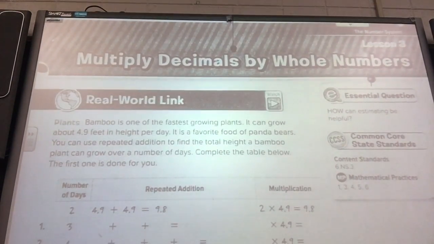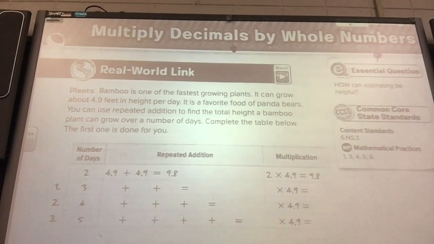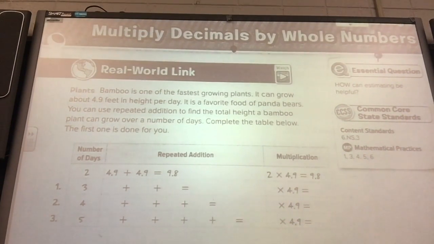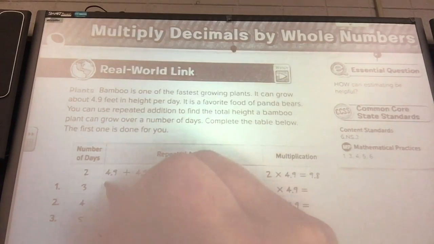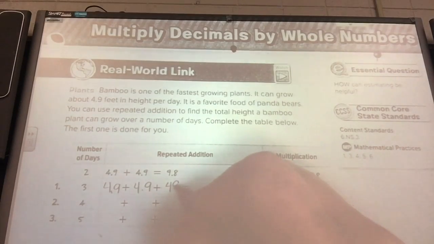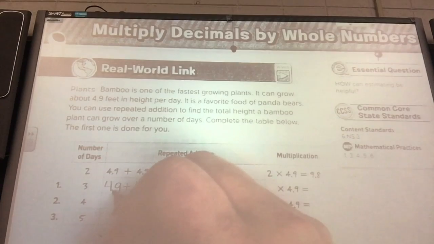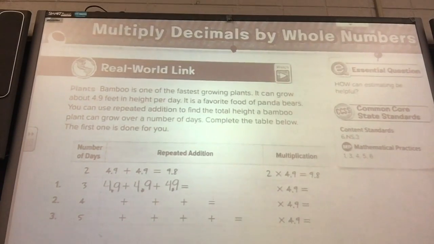All right, so it tells us repeated addition. So 4.9 plus 4.9 is 9.8. Okay? So it shows us over here that multiplying gives us the same answer, 2 times 4.9. The next one tells us 4.9 plus 4.9 plus 4.9. I feel like my decimals are showing up very good today. Equals what?